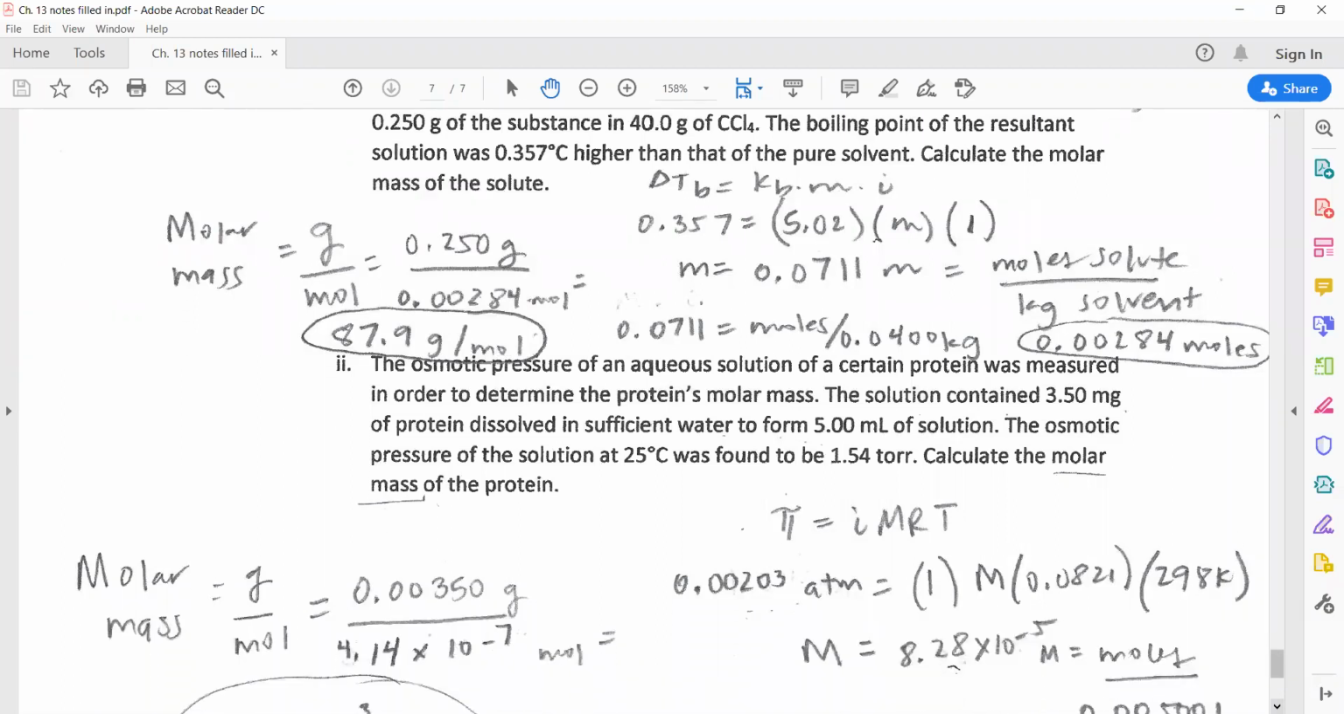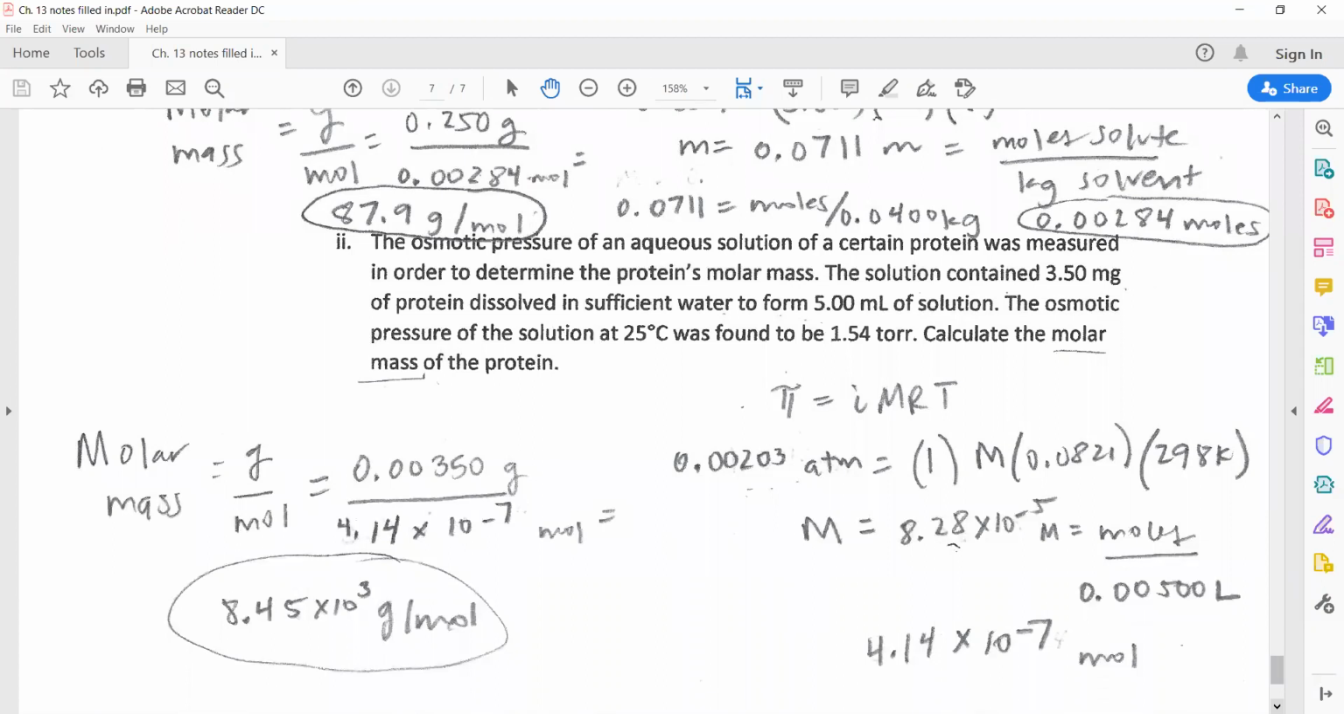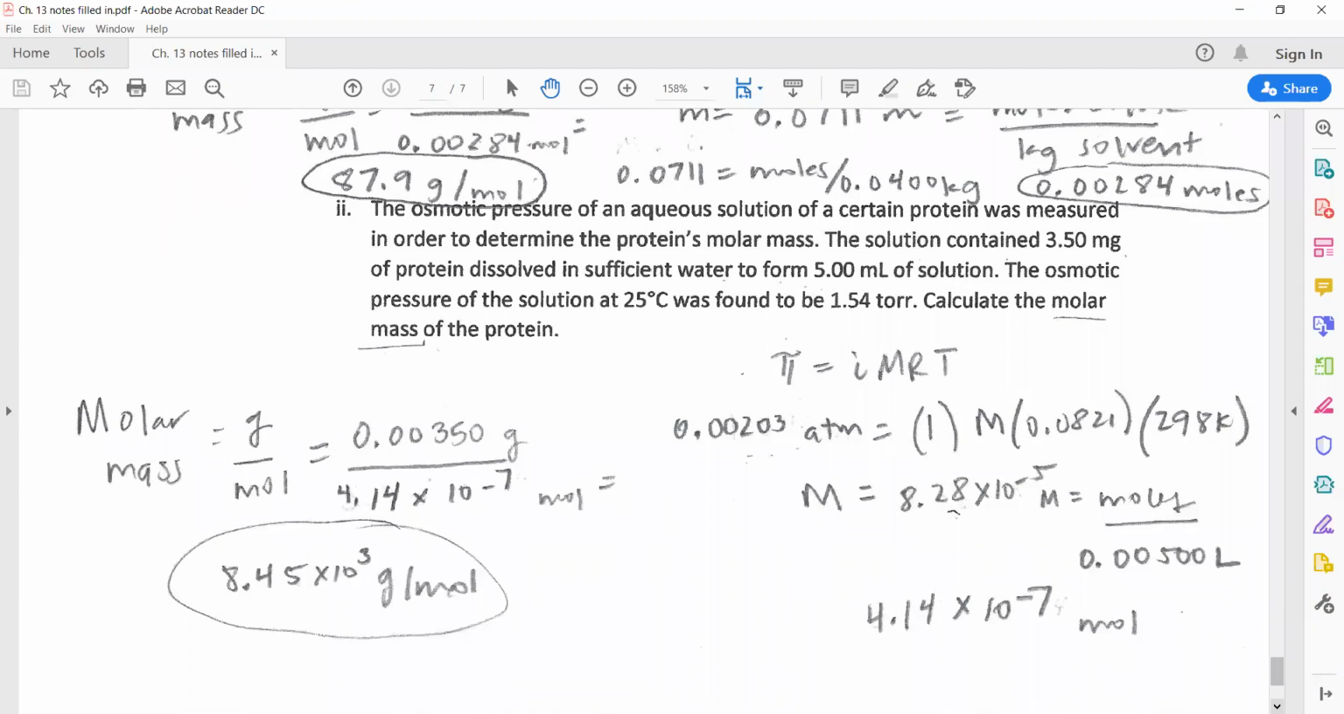So that one used boiling point, but you could use any of the colligative properties that are given to you. For the next one, it's going to use osmotic pressure. As soon as I see osmotic pressure, I know that I'm going to have to go find that equation. So pi equals i mRT. I'm looking for molar mass. So again, I'm looking for grams of solute and moles of solute, both about the solute. Let's go through and see what we know.